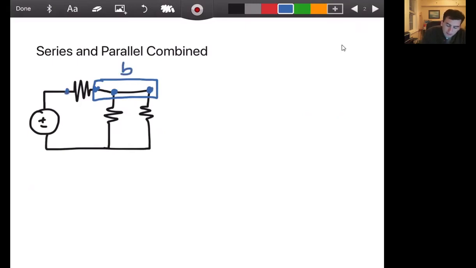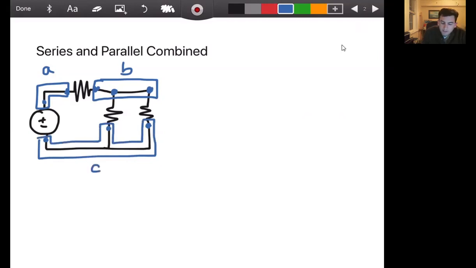Over here, this side of the component and this side of our DC source also share a common node. We'll call this node A. This side of this resistor, this side of this resistor, and the negative side of our DC source also all are connected to the same conducting material. Therefore, they all share a common node, which we call node C. Again, these are all nodes.